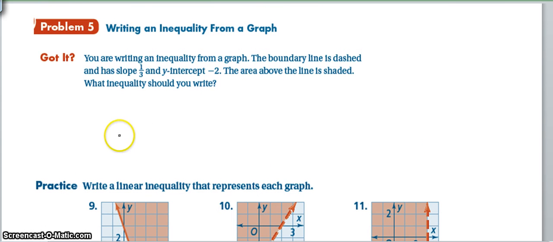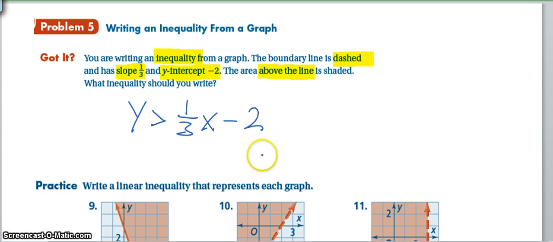Now we want to be able to write an equation for a line with only knowing information about it. So we're writing an inequality, so we know it's an inequality. Boundary line is dashed, so that tells us something. Slope is 1/3, that tells us something. Y-intercept is -2, and above the line is what's shaded. So pause for a moment, try to write out this inequality right now.